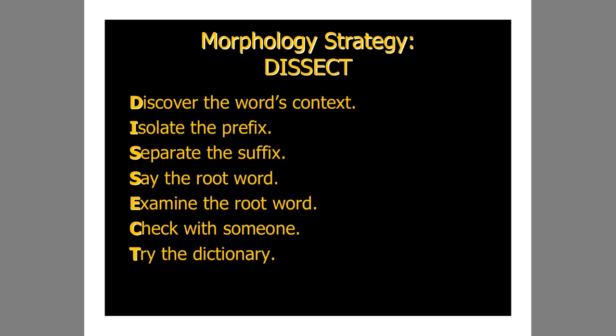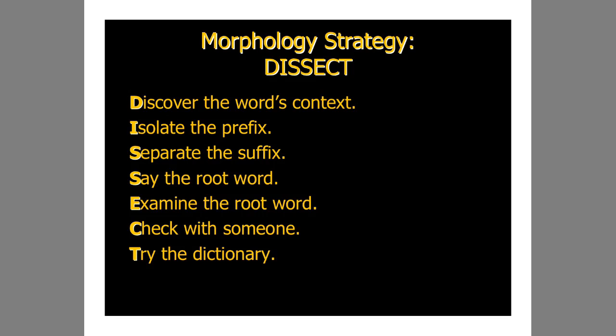One strategy that I really like for having students utilize morphology is called DISSECT. The first step in this is that students discover the context of the word. They figure out how is this word used in the sentence, and they think about what the word could possibly mean. Next, they isolate the prefix of the word if there is one, and they think about what does that prefix mean. Then they separate the suffix and think about what that means, if there is a suffix, of course. Then they identify the root word and say it and examine it and try to figure out what the word root means.